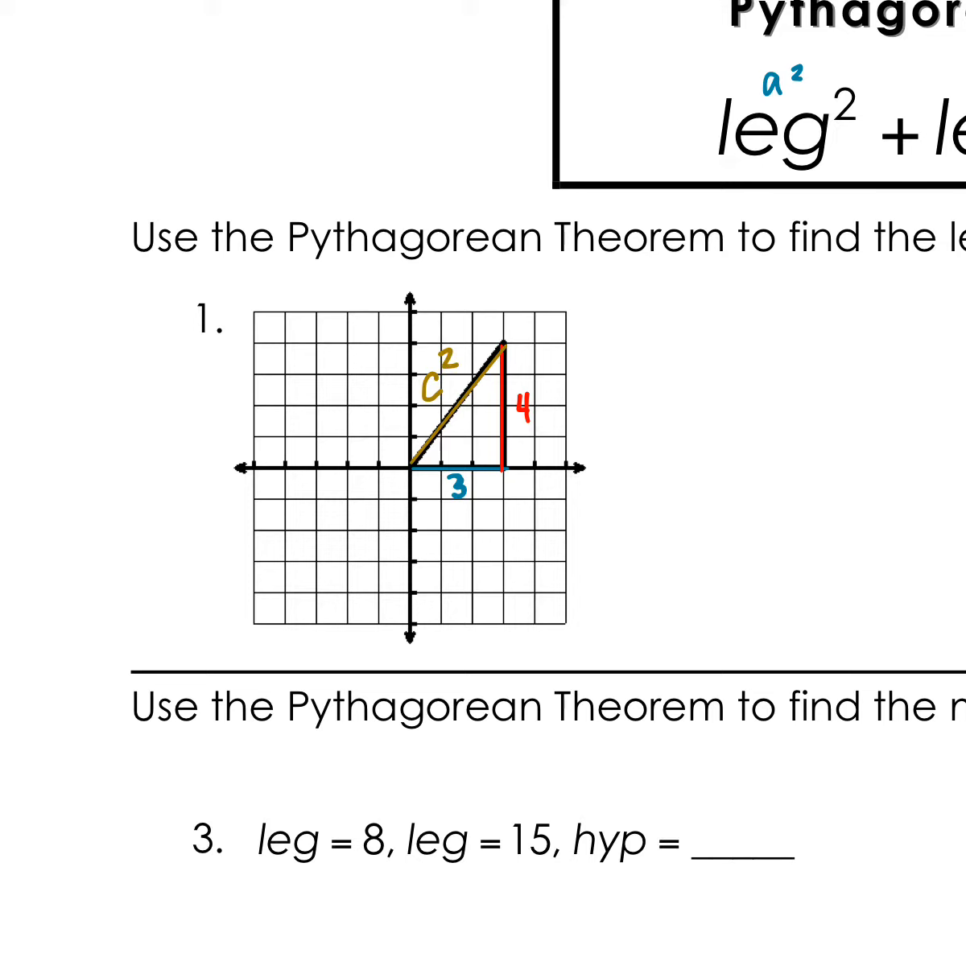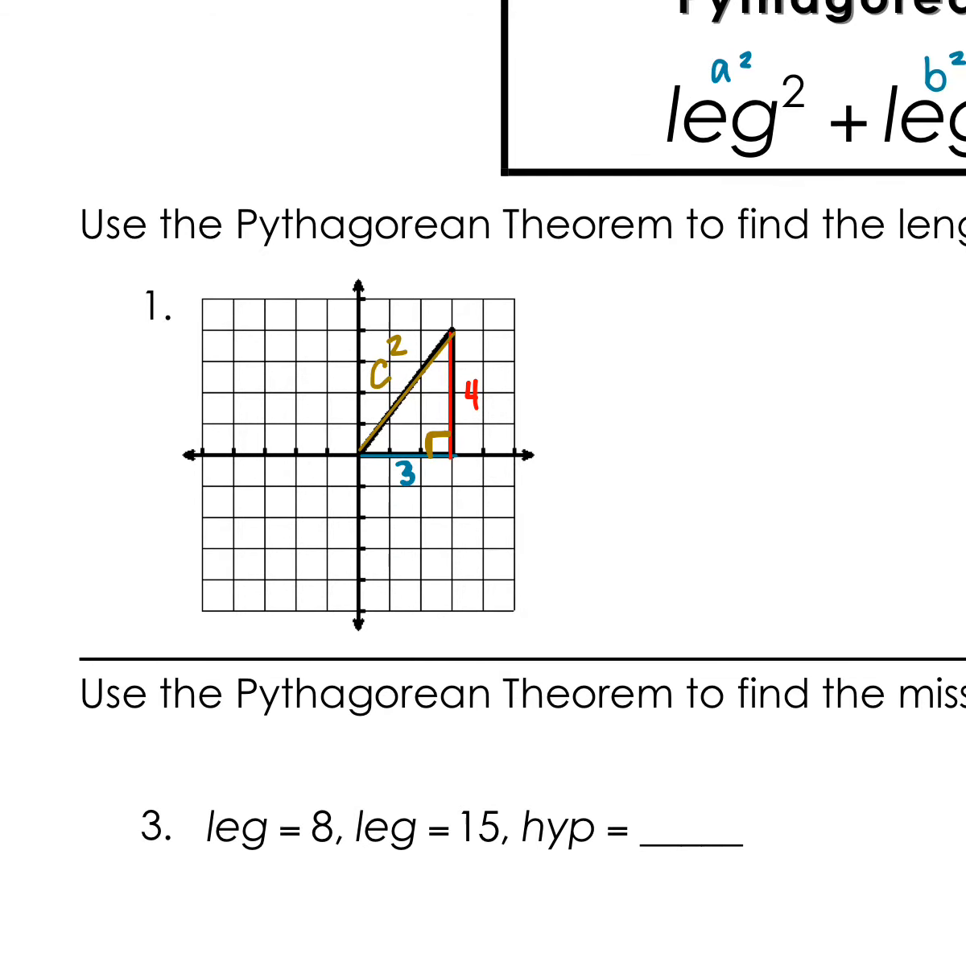This is going to be our c squared because the vertical side and the horizontal side are perpendicular. And if I really wanted to, we could say that they are perpendicular because a vertical slope and a horizontal slope are opposite reciprocals. But I digress.